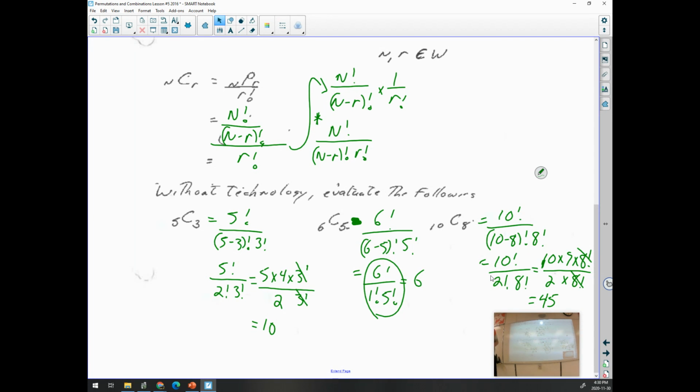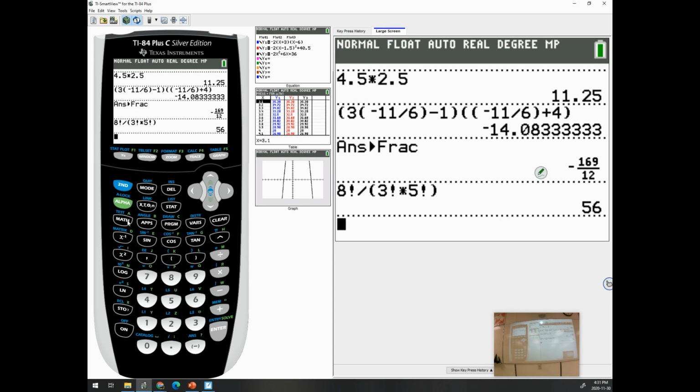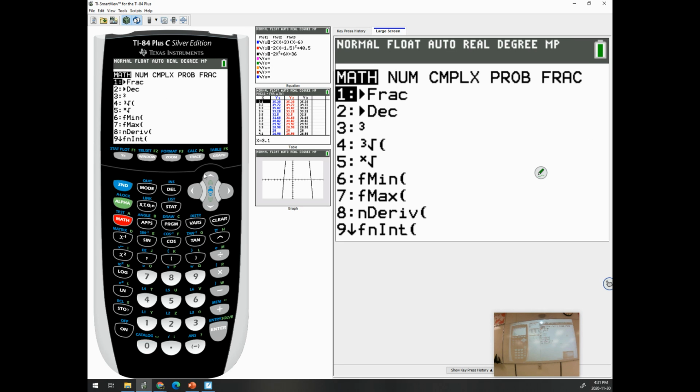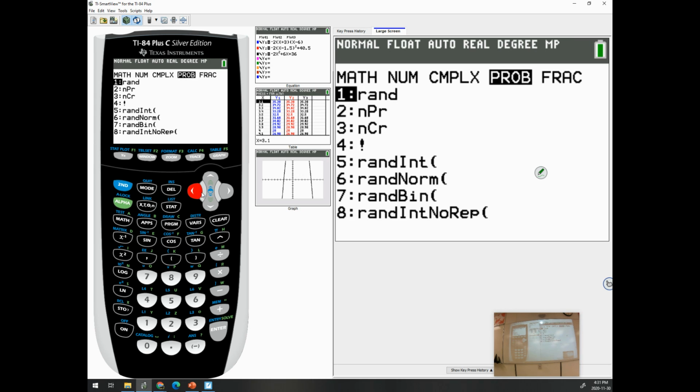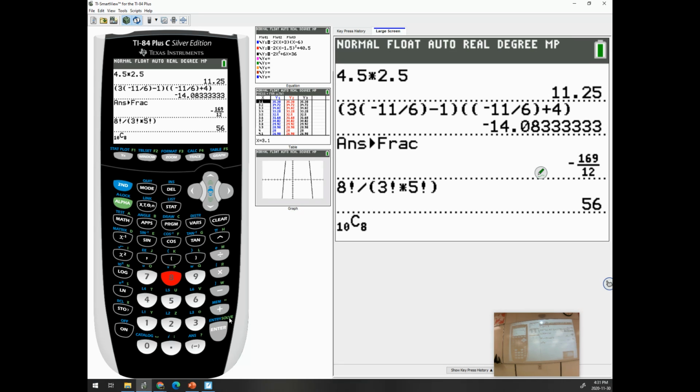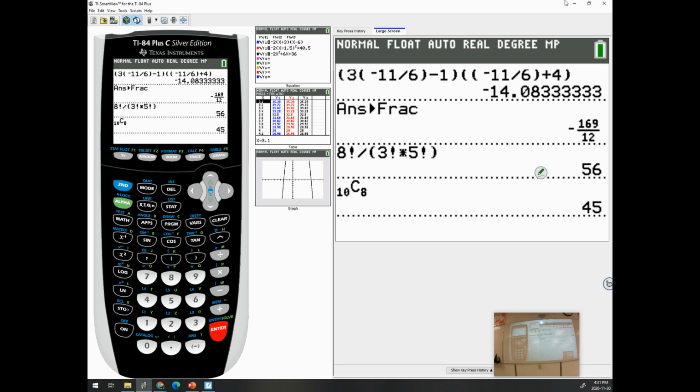So again, there is a button for that on your calculator. It's under math. So if I wanted to do that 10 choose 8, I would go 10, go back over to probability and down to the choose, and then I would go 8. Now on the older models, it's just going to be 10 C 8. Here they have it with the 10 and the 8 as subscripts. We end up with our 45.